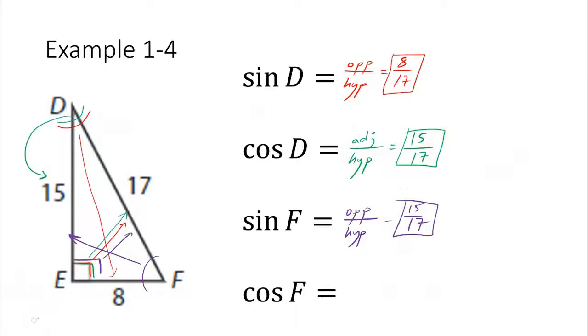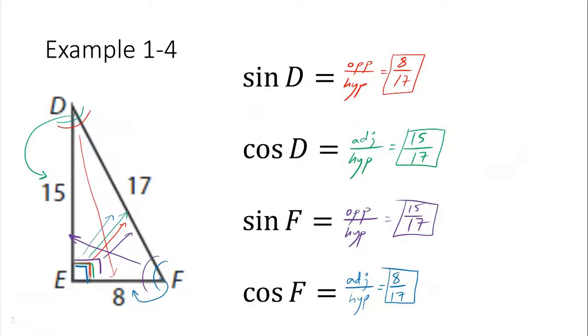And then lastly, cosine of F. Let me use blue. So again, reference angle F. Cosine is the adjacent over the hypotenuse, always. And its adjacent is 8, EF. And then the hypotenuse, once again, is always on the opposite side of the 90 degree angle. And there's your ratio.